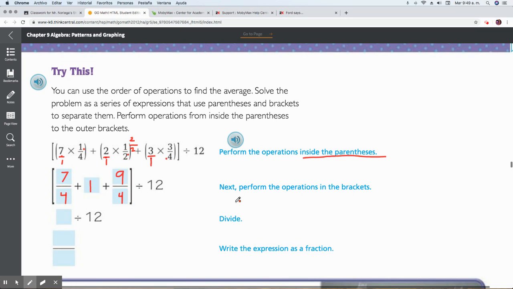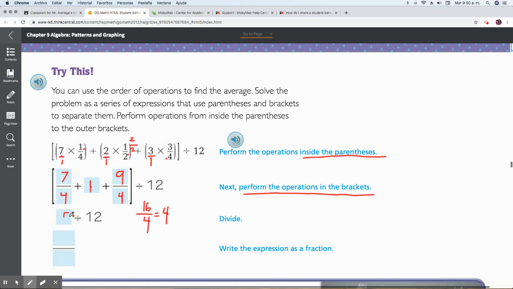Okay, next step, perform the operations in the brackets. So we're going to add all of this together. What is 7/4 plus 1 plus 9/4? Let's start by adding the fractions first. What is 7 plus 9? 7 plus 9 equals 16. Fourths. Let's simplify. What number times 4 equals 16? 4. So 4, and then we have a 1 here.